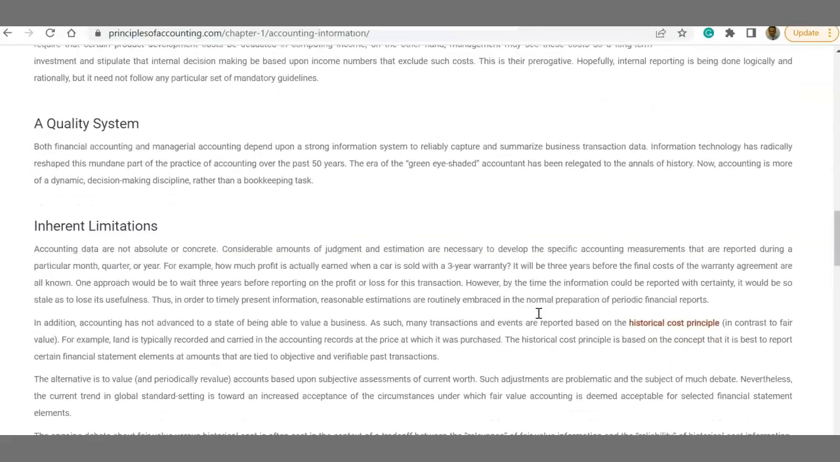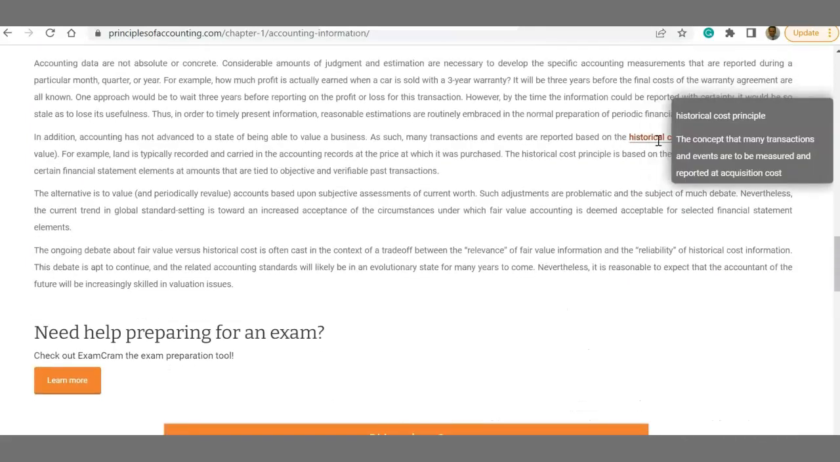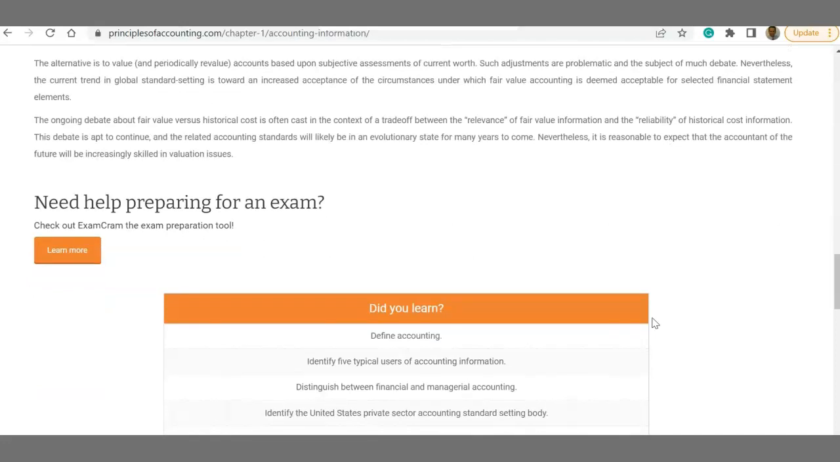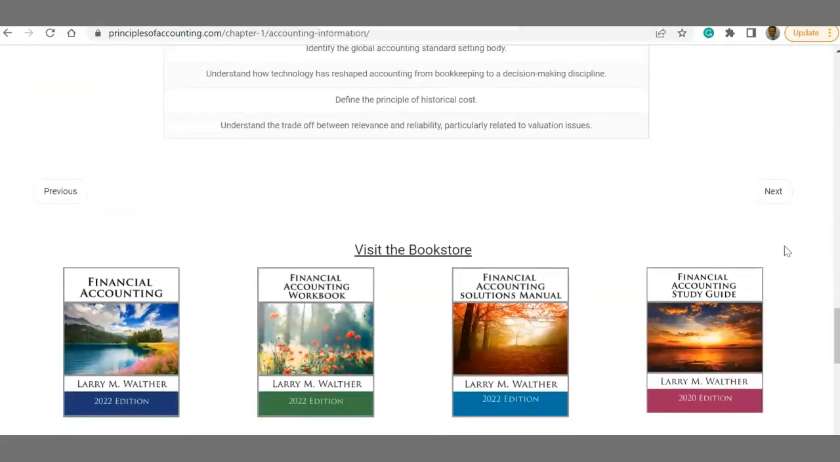Okay, let's keep going. Here is the historical cost principle that one of you asked me just a few minutes ago. This is what we follow under GAAP. It's the concept that many transactions and events are measured and reported at the acquisition cost, like the building that we purchased for $100,000, and that T account will stay there for the next 30 years or more, as long as we have that building.